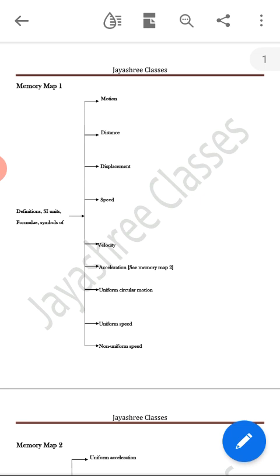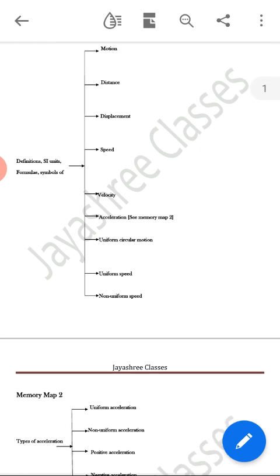Okay, so you have to write definitions, SI units, formulas, symbols of all these terms in the map also. Just draw the map as shown on screen, and where motion is written, put a dash, write the definition, below it write its SI unit, if a formula is available write the formula, if a symbol is available write the symbol. Okay, in this way the first memory map is to be covered.